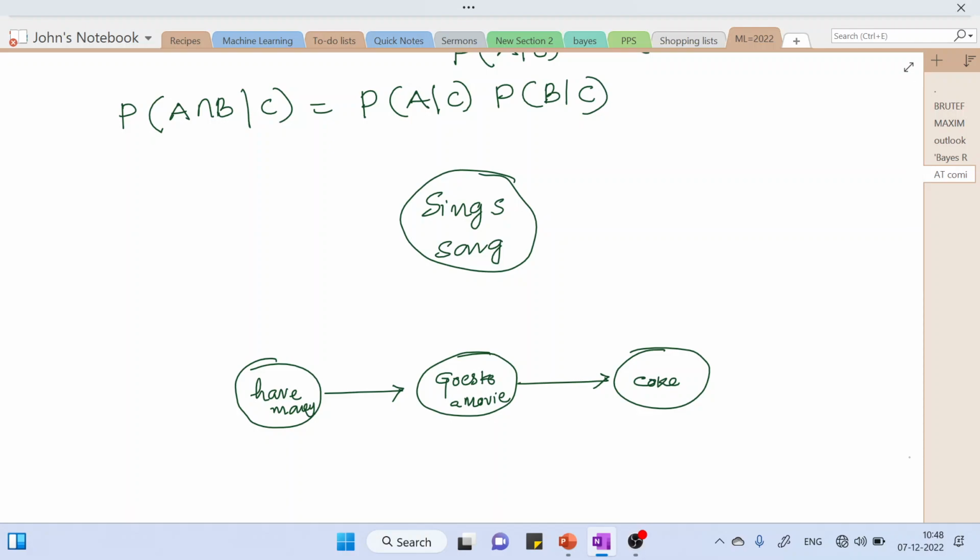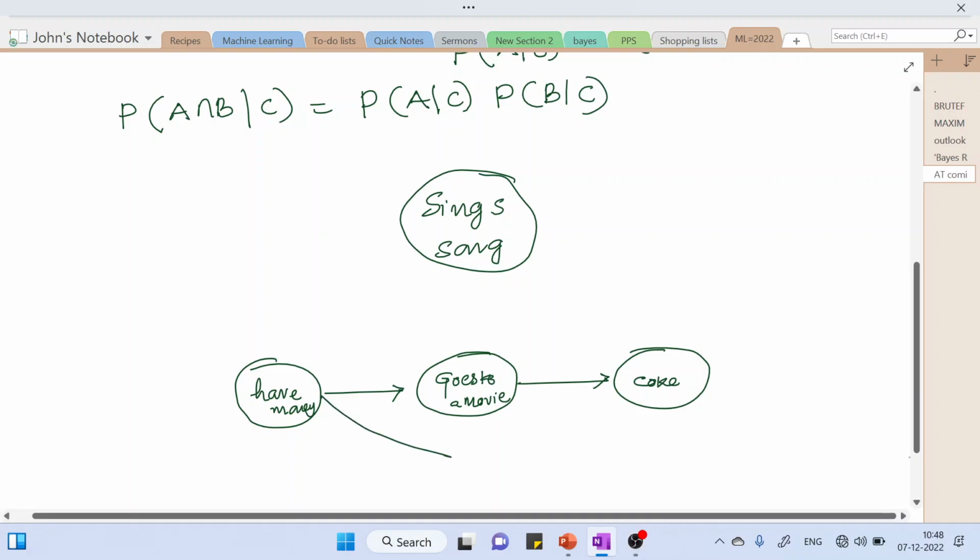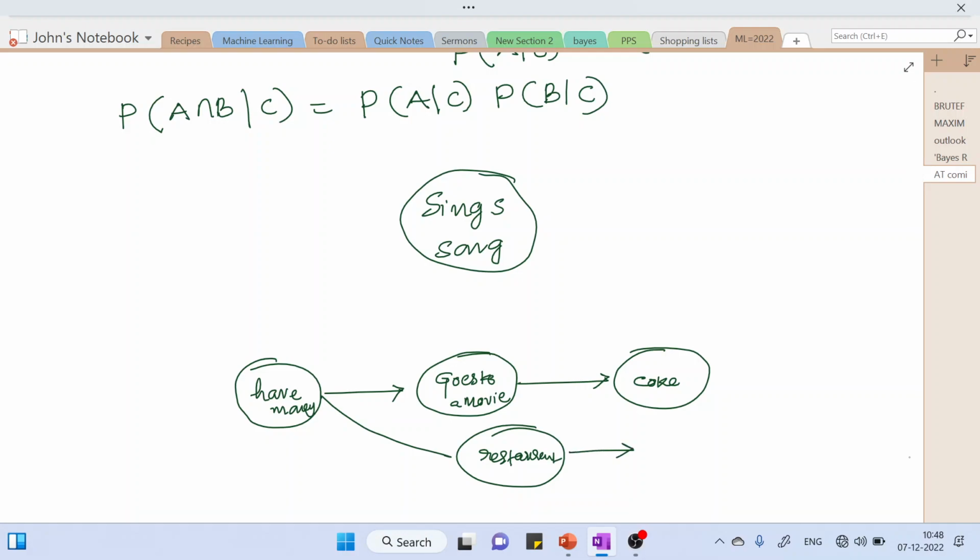When he has money, he may go to a restaurant. When he goes to a restaurant, he may eat biryani. After biryani, he may eat an ice cream.